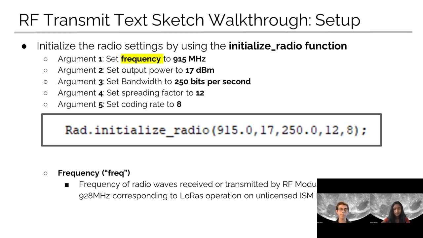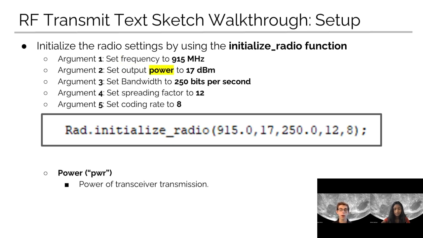Frequency is basically a physical characteristic of electromagnetic waves. So here we are setting our frequency to be 915 megahertz, which does fall within the typical range for LoRa communications in the United States. Our next argument is our output power of our transceiver transmission, which we are setting to 17 decibel milliwatts.